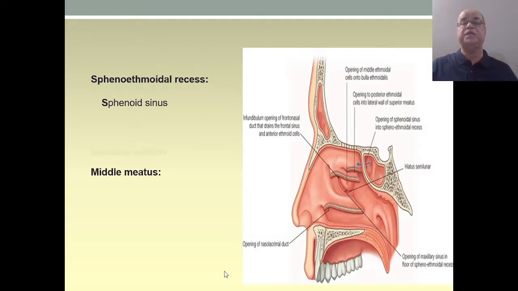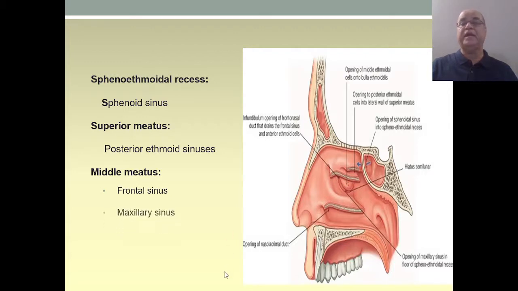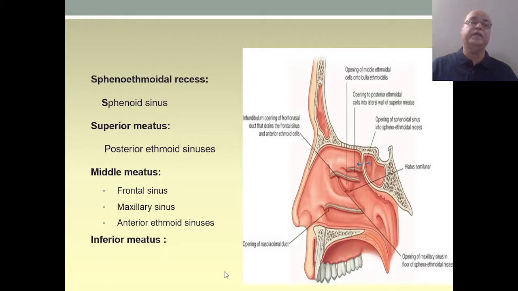So the sphenoethmoidal recess is above and behind the superior turbinate, then is the superior turbinate, below that is the superior meatus, and in the superior meatus the posterior ethmoid air cells open. Then is the middle meatus. In the middle meatus is the osteomeatal complex, where the anterior group of paranasal sinuses consisting of frontal sinus, maxillary sinus, anterior ethmoid and middle ethmoidal air cells, if present, open in the middle meatus, while in the inferior meatus at the anterior end there is the opening of the nasolacrimal duct.